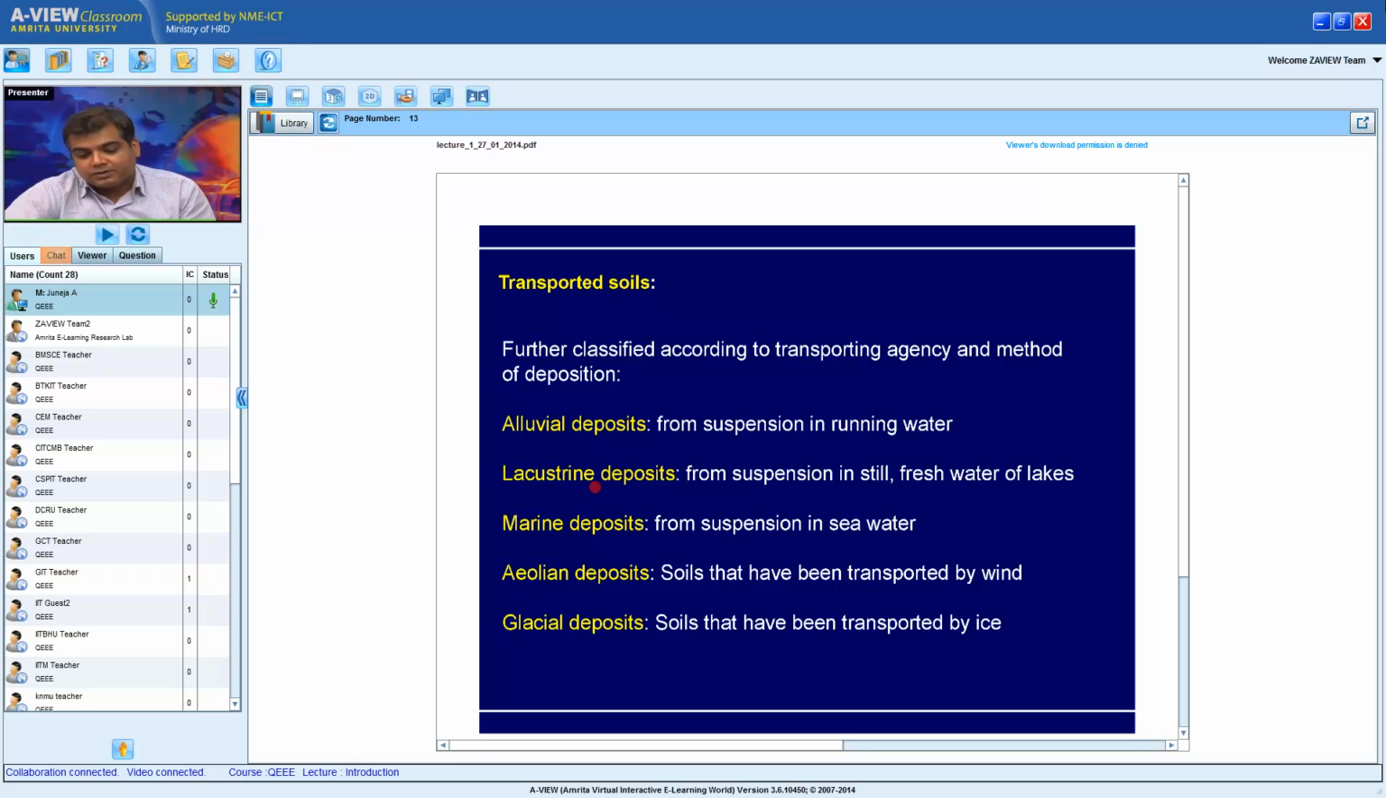Second one, lacustrine. Lacustrine is fresh water, lake, so you have lake deposits. Marine, as the name sounds, is seawater deposits, from suspension in seawater. Aeolian, again as the name sounds, is air. You have deposits formed from particles transported by the wind.